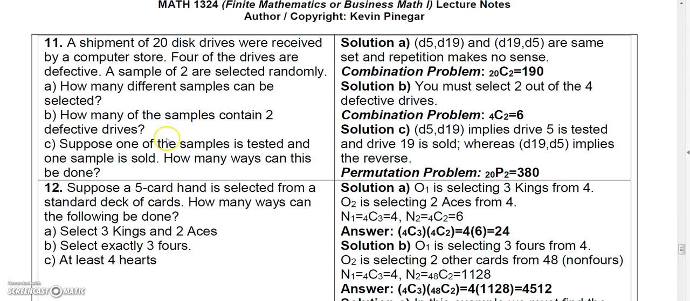And then C says, suppose one of the drives is tested and one is sold. How many ways can this be done? Well, now that you're assigning the drives to positions, it forces the order to matter. So it's really just like part A, except now the order matters. So this would be a permutation problem, 20P2.